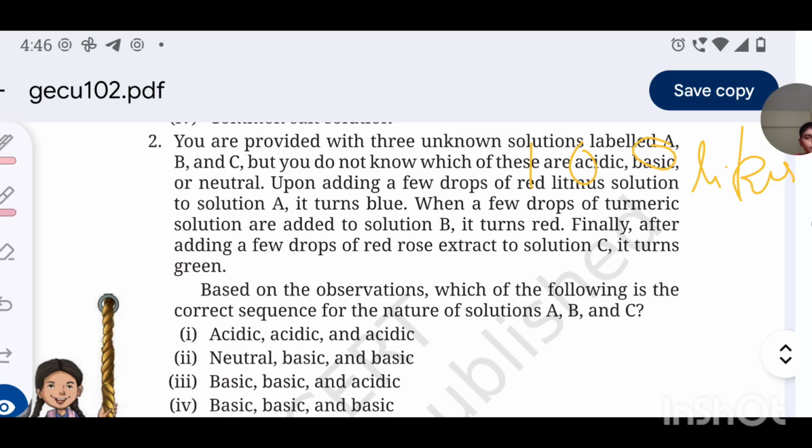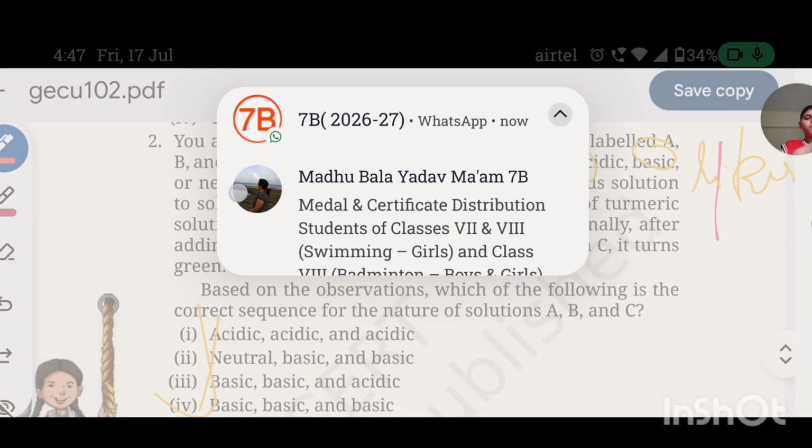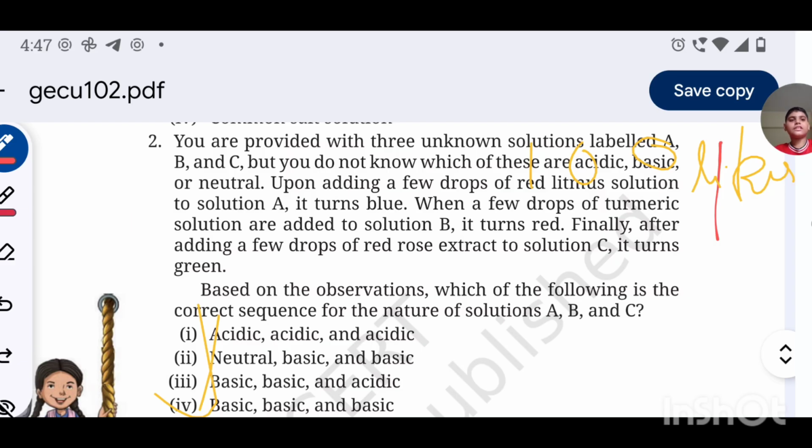Okay, so based on the observation, which is the correct sequence of nature of solutions A, B, C? Upon adding a few drops of litmus paper, the solution turns blue. Turning blue means basic, so 3 and 4 are basic. Next, turmeric is added and it turns red, so it is also basic, 3 and 4 again. And the last one is basic. So the answer is 4.